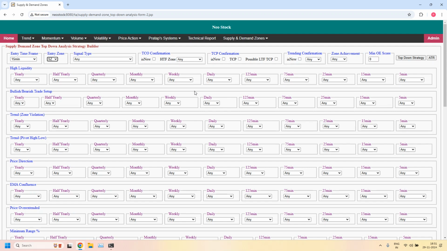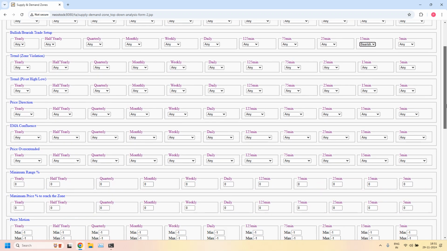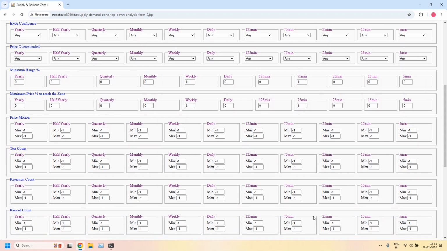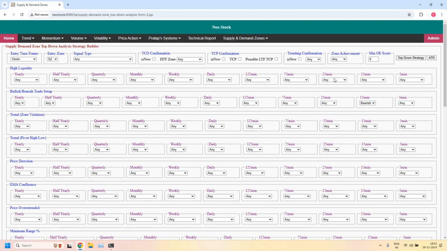And in bullish or bearish trade setup, at 15 minutes entry time frame, I am selecting bearish. These 15 minute supply zones should not be pierced. So in the pierced count at 15 minutes time frame, I'm setting minimum value 0, maximum value 0. Zone achievement violated opposing zone, minimum order enhancer score 12. And all the three filters are applied to the 15-minute supply zone. Now let's filter the stocks.